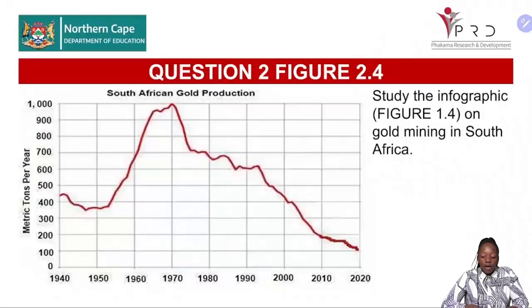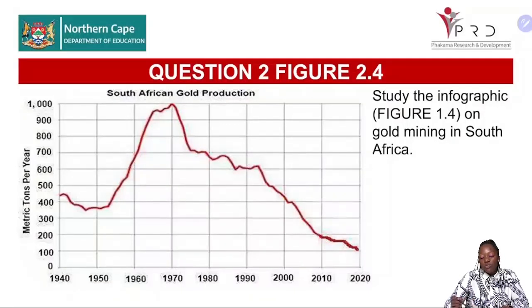Then we're looking at our figure 2.4. In our figure 2.4, it is based on the gold production. Remember, gold again this year is the one that is in a question. So here we are given the metric tons per year. Then we are given the years from 1940 up until 2020.